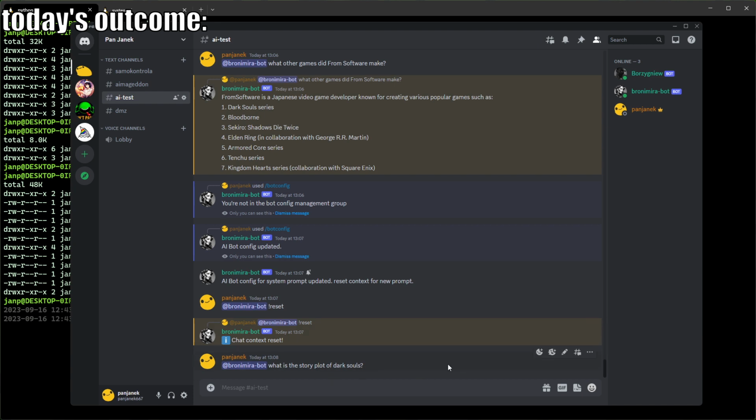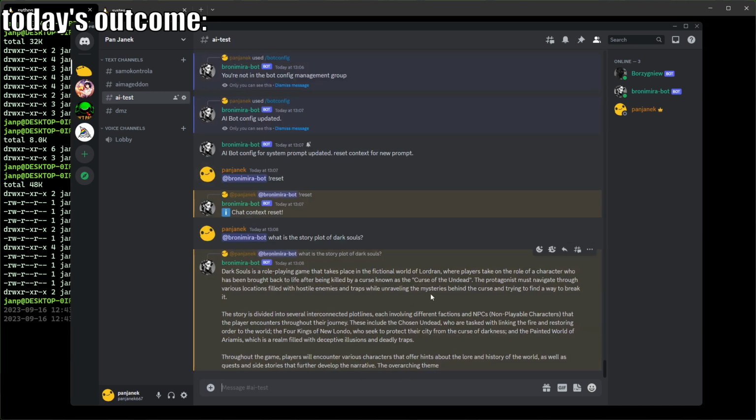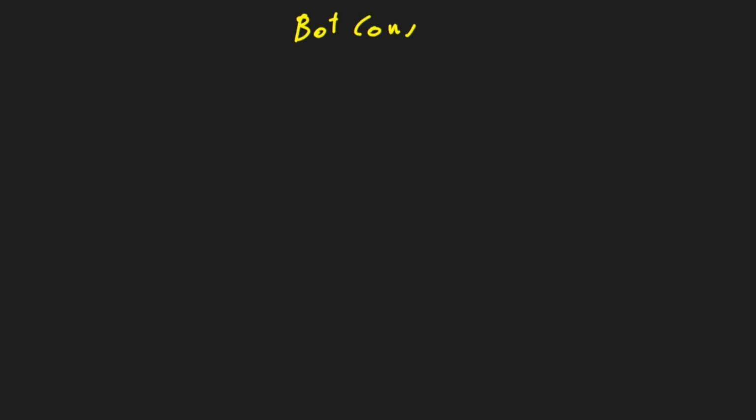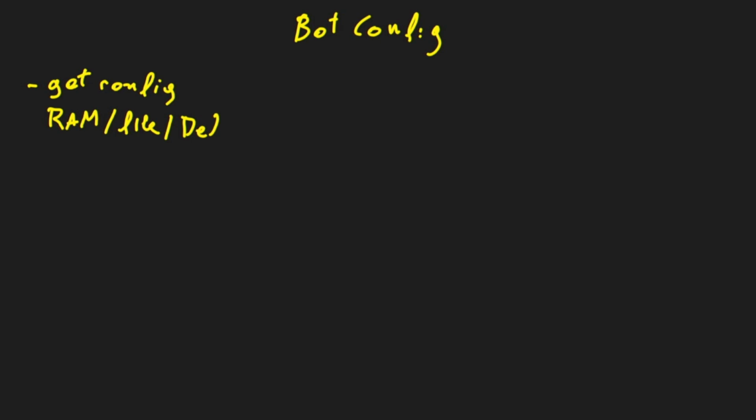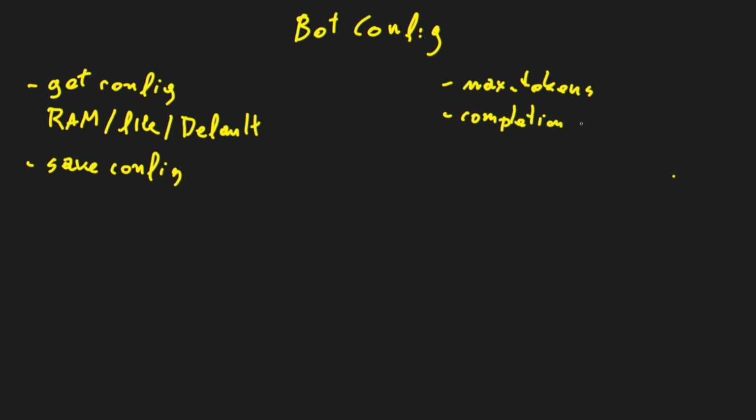Let's start out by planning the feature list that we need to implement. For our bot config, we want to be able to load it from memory. If not present in memory, then load it from file. If the file doesn't exist, then we want to create a default config. We want to save the config file. And as for the config options, we want to be able to set the chat max tokens, completions max tokens, system prompt message.